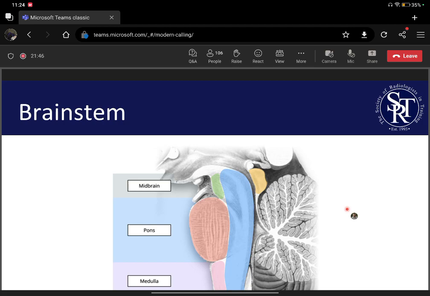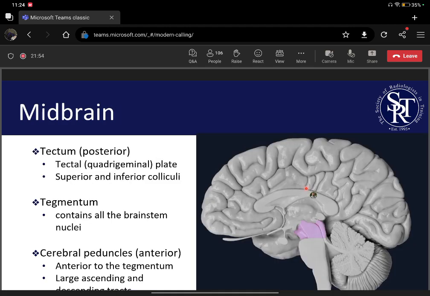All right, and now briefly, let's talk about the brainstem. The brainstem is composed of three parts: the midbrain, pons, and medulla. We're starting with the midbrain. The most posterior part over here is called the tectum, or the quadrigeminal plate, tectal plate, which is composed of superior and inferior colliculi. We'll see these in a minute. We have the tegmentum in the middle here, which contains the brainstem nuclei, and anteriorly we have the cerebral peduncles.